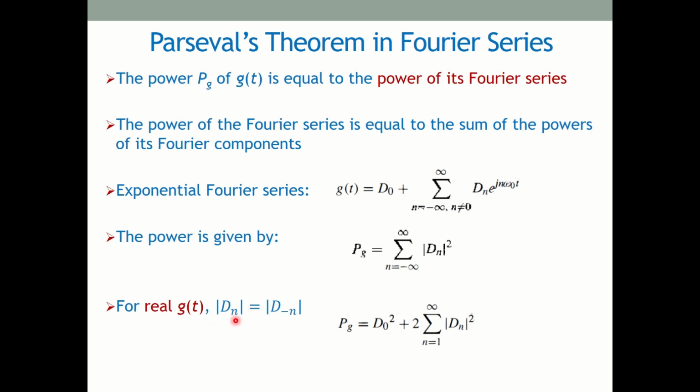So for a real signal, since we know dn and minus dn are the same, the summation can start from 1 and go up to infinity, and the d naught square can be separated. So n equal to 0 is written here, and we have a 2 here. So this is the most general relation. This can be used for both the cases, real or complex values of dn, right? So this is Parseval's relation, which says that the energy or power can be determined in the time or in the frequency domain from the coefficients, right?